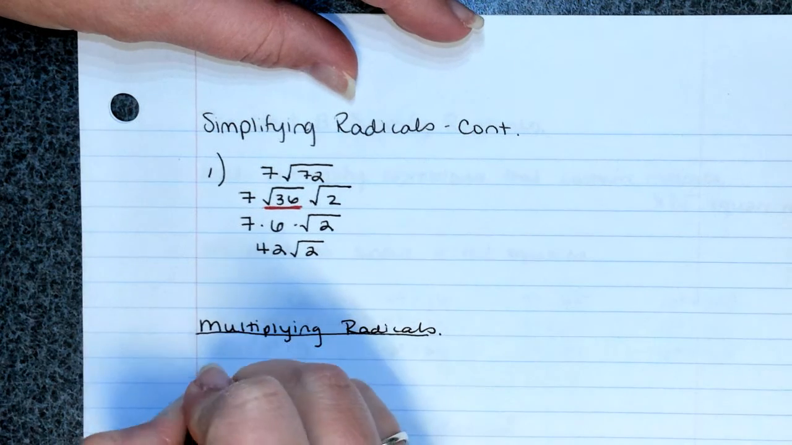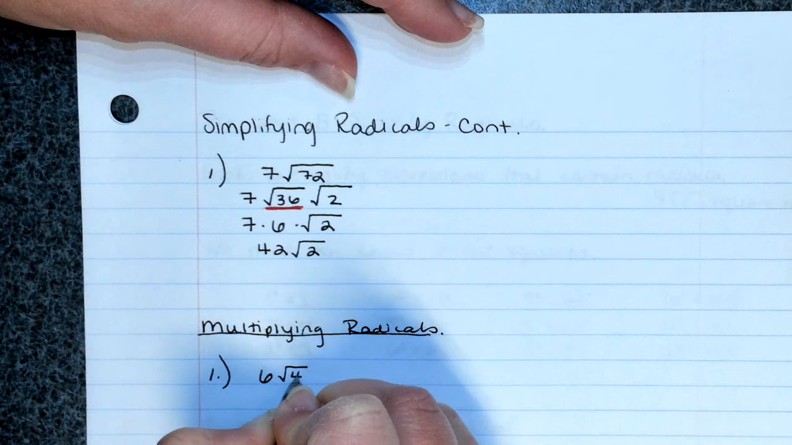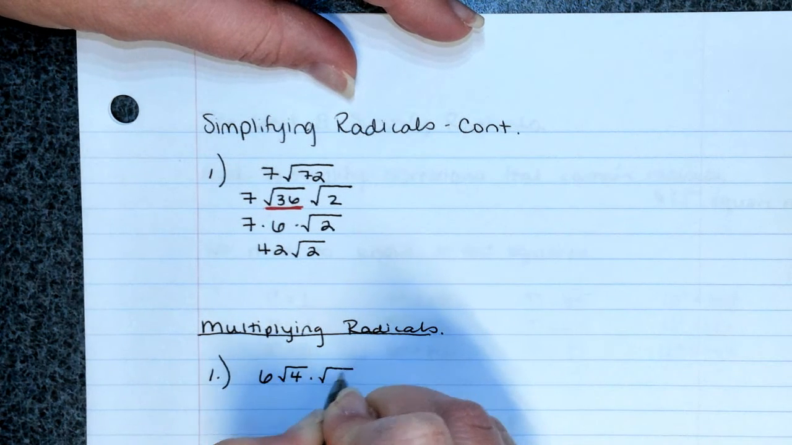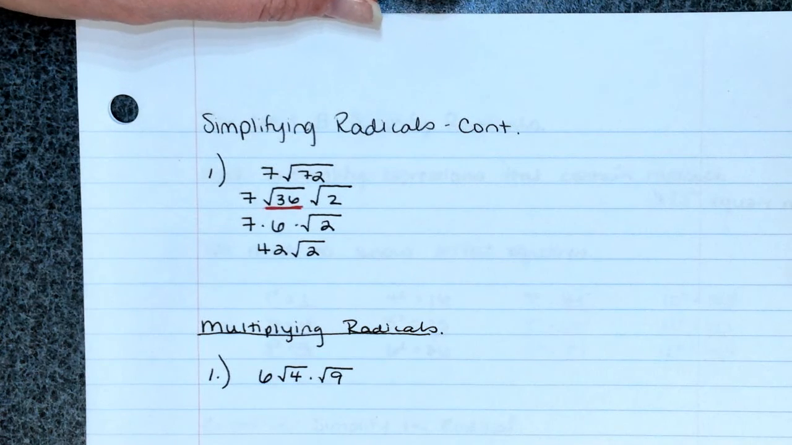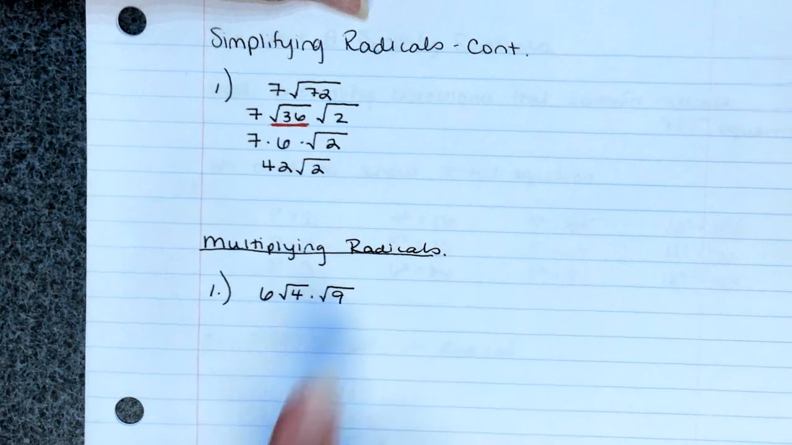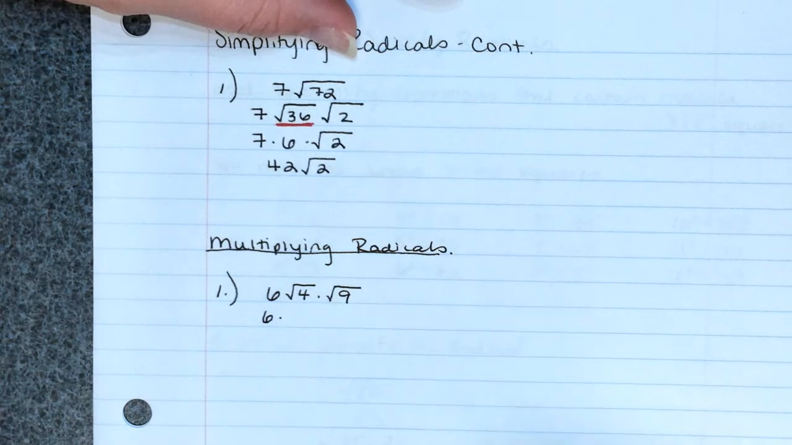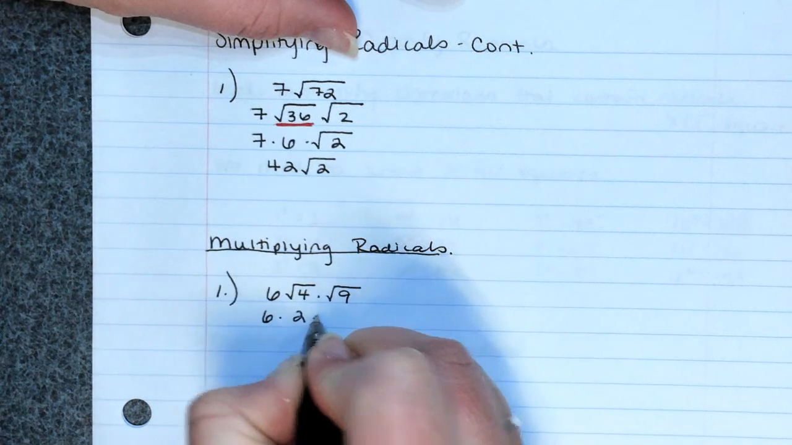So, the first one we're given is 6 square roots of 4 times the square root of 9. Now you can do this a couple different ways. Since the 4 and the 9 are both underneath a radical, you can multiply those first and then simplify it, or you can simplify each one. Cool thing here is, what do you know about 4 and 9? Perfect square. They're both perfect squares. So we could write this as 6 times what's the square root of 4? 2. Times what's the square root of 9?